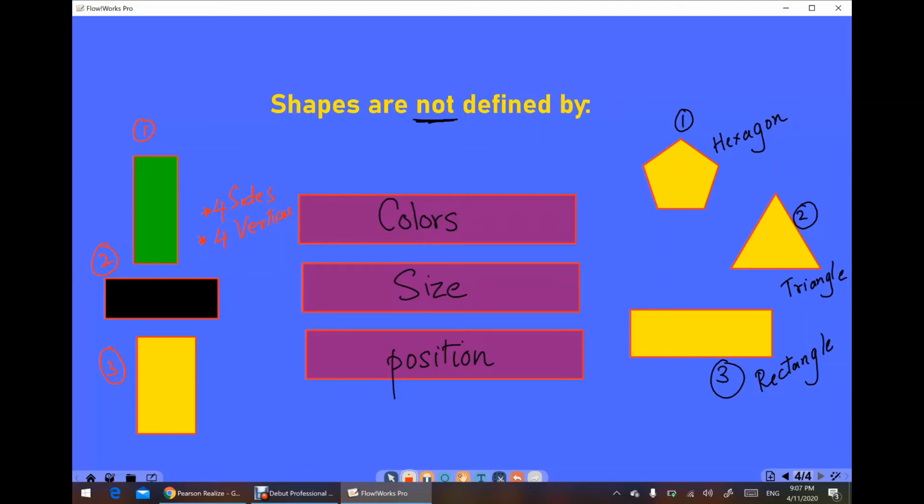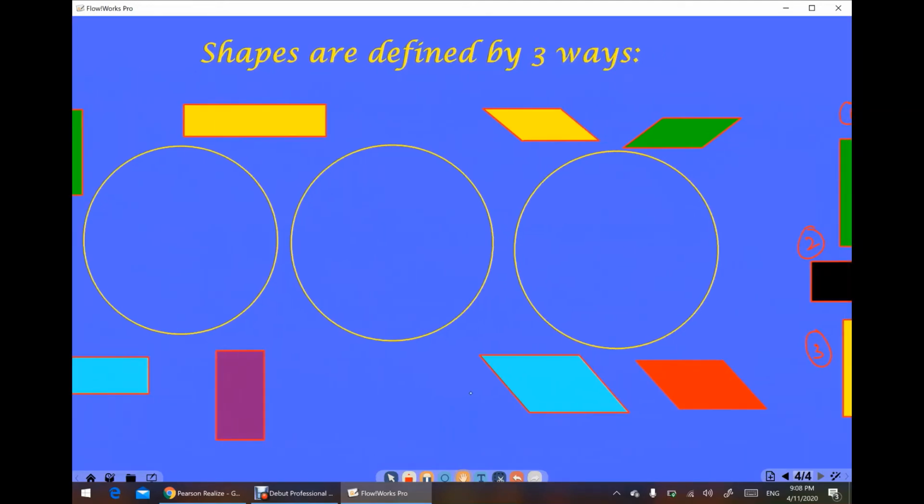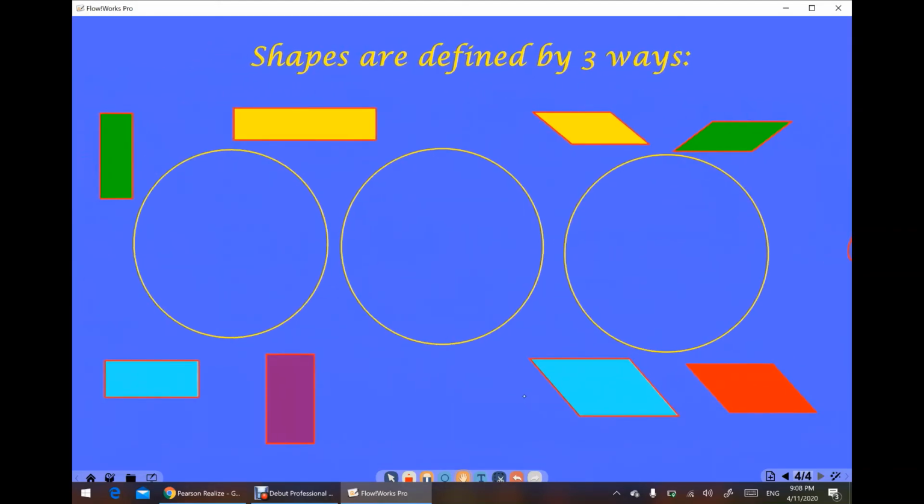How are they defined? The shapes are defined in 3 ways. What are they? They are defined by the number of sides. Do they have the same number of sides? Next, the number of vertices.